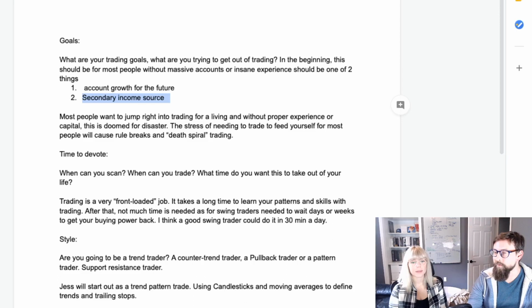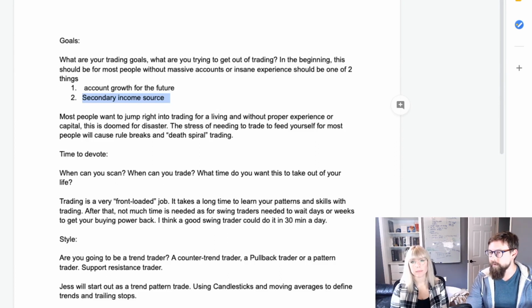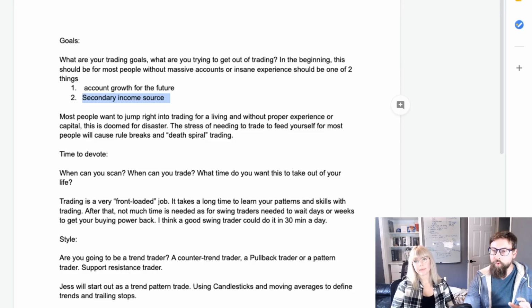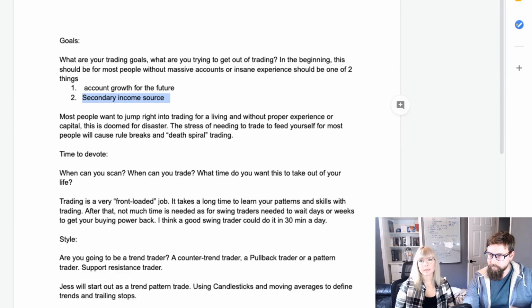Again, that's why this is so important, because of the people at home. Someone says, "I want to do it for a living." Or someone says, "I don't need account growth, maybe I have a large account and just want a secondary income source." A lot of people are retirees, for example, and want to supplement their income while retired. So it's important to outline the goal, because everything else after it depends on it.